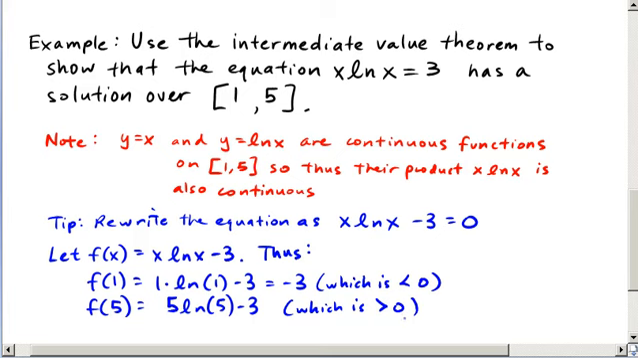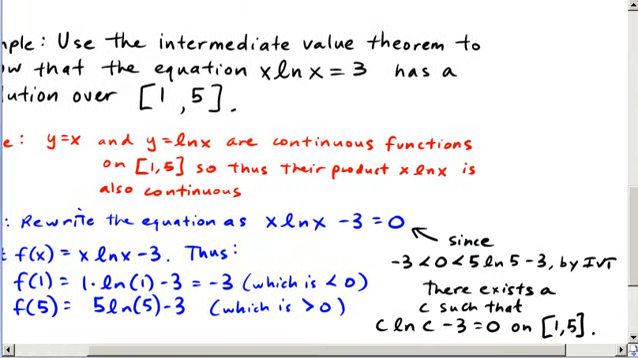And so since 0 is in between -3 and 5 times the natural log of 5 minus 3, by the intermediate value theorem there exists some value c which will satisfy the equation c times natural log of c minus 3 equals 0. So a solution to this equation over the interval [1, 5] does in fact exist.